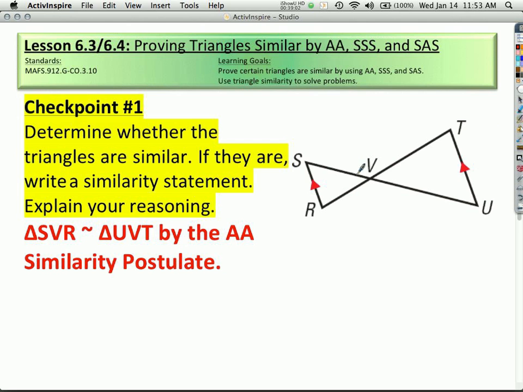Okay, so this angle is congruent to this one. How do you know that? Vertical angles, congruence theorem. Very good. So that's one angle. Now we need another one. What's the other one that we can do? Another piece of evidence. Sebastian?